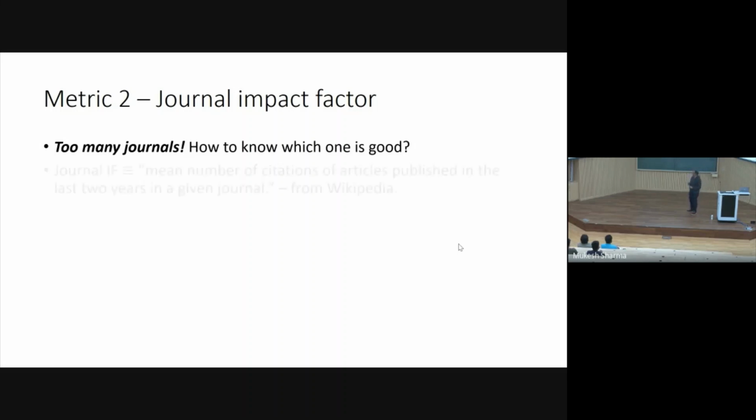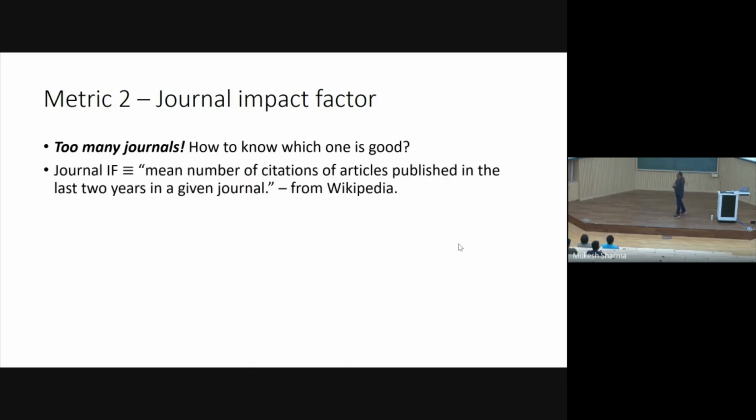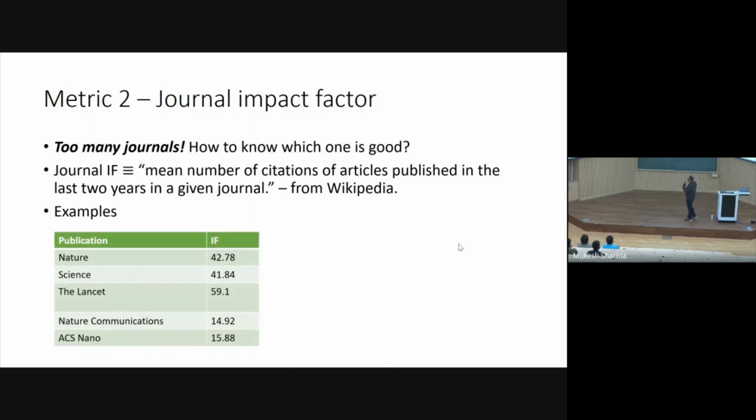And what does it mean? The journal impact factor is the mean number of citations of articles published in the last 2 years in a given journal. So it basically says that a given paper would be cited at least this many times, right? If you look at a couple of examples: Nature, Science, Lancet.